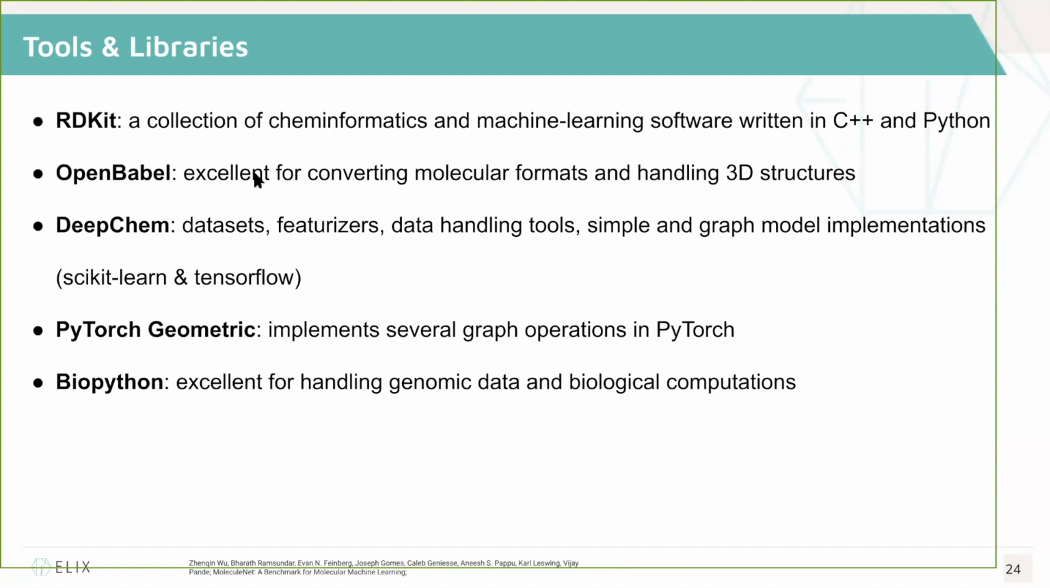Of course, if sometimes you want to convert the format of your data, I'd really recommend OpenBabel for converting between different formats. Now, DeepChem is a very popular library, which includes model implementations, mainly in TensorFlow, including graph-based models. I'd recommend checking it out. If you prefer using PyTorch though, there's a library called PyTorch Geometric, which includes most graph-based operations. And finally, if you're working with DNA sequences and genomic data, you probably want to check out BioPython. And with that, I'll let Nazim take over again.